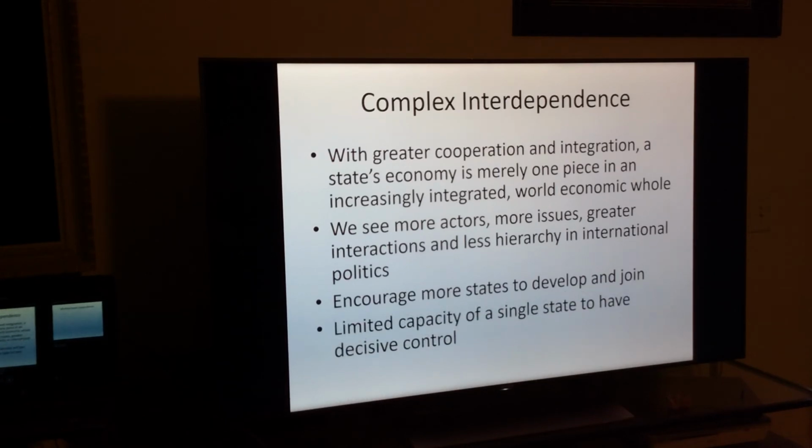Limit the capacity of a single state to have decisive control. There are no superpowers out there; they now all become states. If there is a superpower, they want all states to catch up so that we can work together.